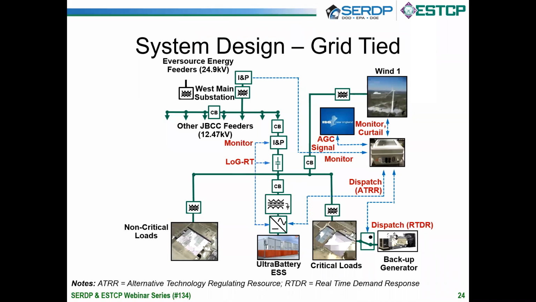Before the microgrid was installed, we had the obviously non-critical and critical loads. That would be the 34 buildings I referred to earlier. The project added in the energy storage system, which you can see with its associated inverter and transformers. And it also added in the control system, which you can see on the right, which is responsible for dispatching the battery during grid tied operation, monitoring and curtailing the wind turbine during grid tied operation.